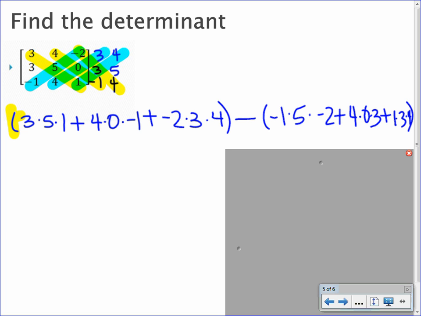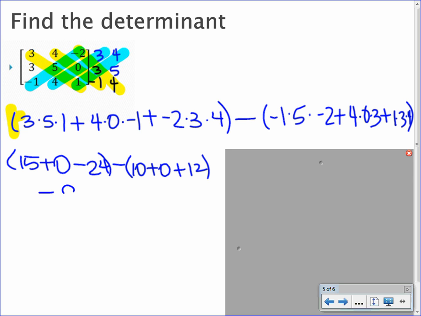So what we have is 15 plus 0 minus 24, minus the quantity 10 plus 0 plus 12. What's 15 minus 24? What do we get?